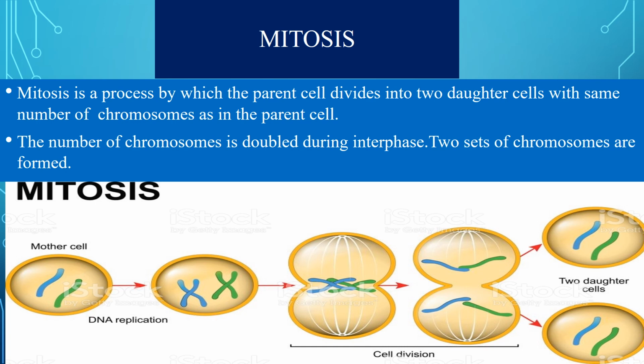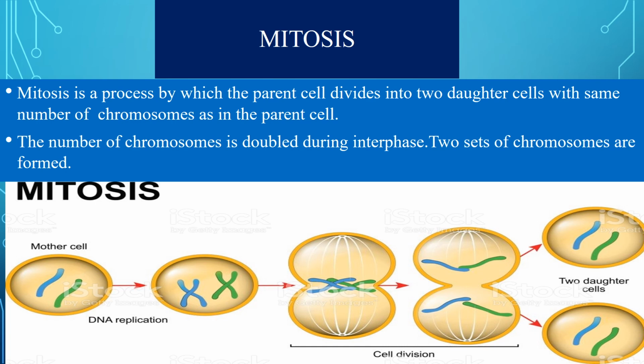Simple description of mitosis, not the details of that. First one is the definition, that is, mitosis is a process by which the parent cell divides into two daughter cells with the same number of chromosomes as the parent cell. Look at this diagram, two there, and then in the daughter cell the same number of chromosomes.